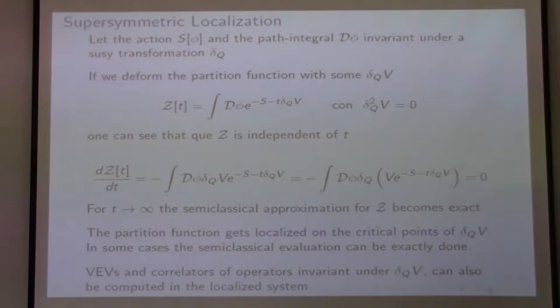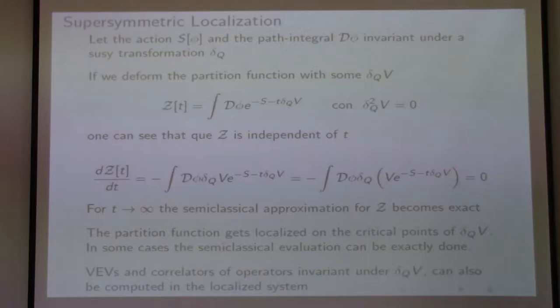And I think the results you get depend a lot on what your theory is, what your delta b is. I don't have a general answer, you have to work this case by case. But in some cases, what you get is a much simpler localized system, which you can compute exactly. In the theory, there are operators that are invariant under the supersymmetry used to localize, so the expectation values and correlators of those, you can also compute in the localized system.